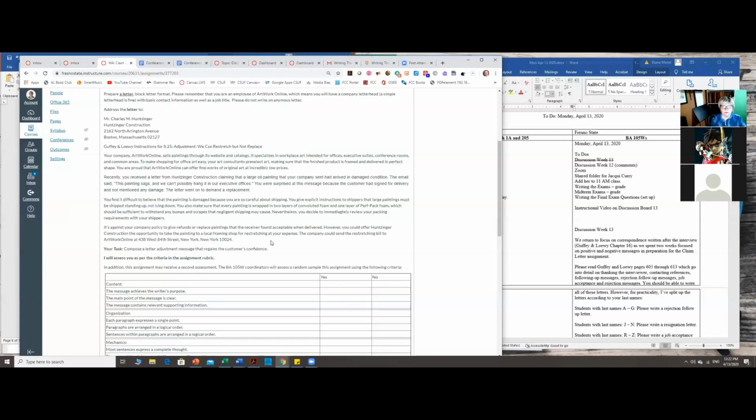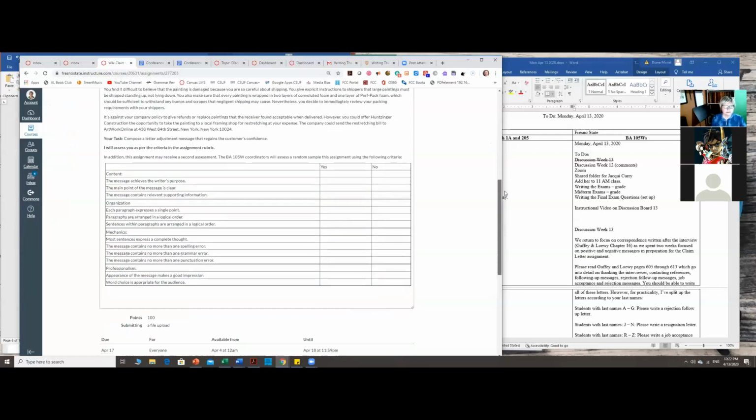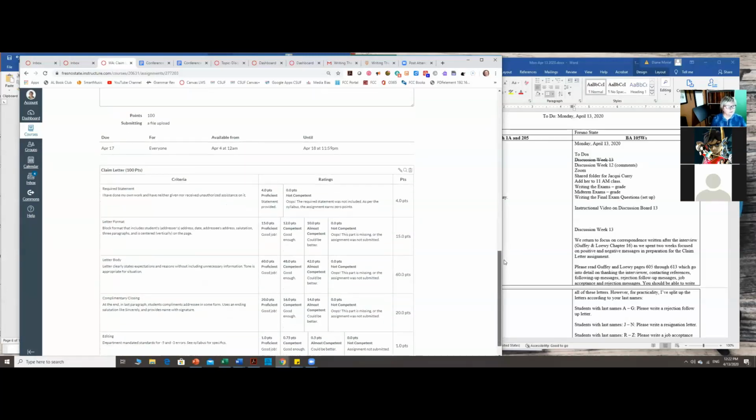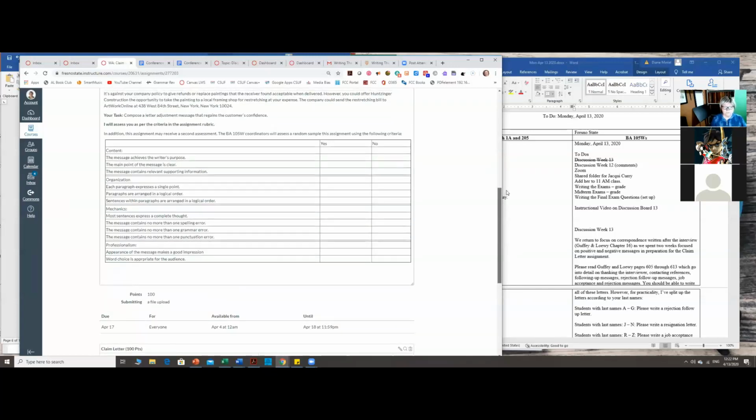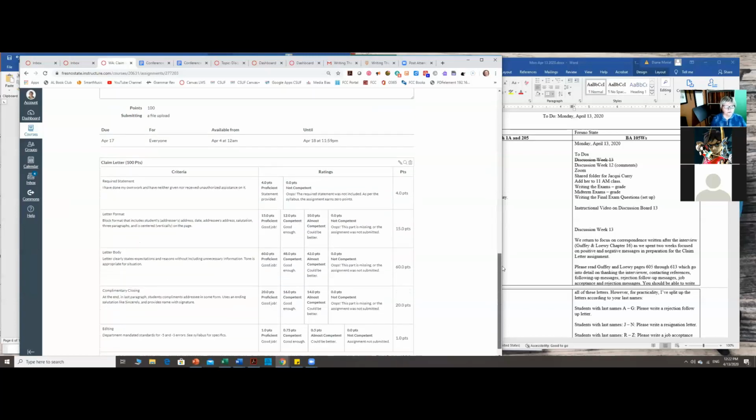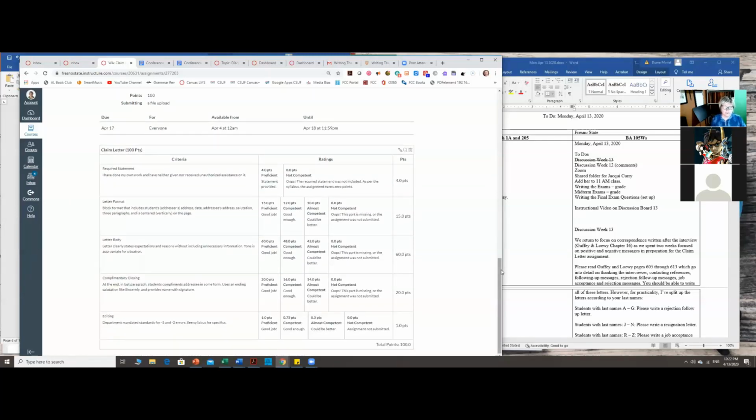These are very common in business, especially if you're going to go into a business that has a product. This is considered the common assignment for the department. Everybody gets the same one. So some of your letters will be pulled to be assessed, and that's how they're going to assess them. And then I have this one down here. I think I have required statement, letter format, letter body, complimentary closing, and editing. So I do have fewer criteria than theirs up above, which if you follow the one up above, you'll do well. And this is worth 10% of your grade.